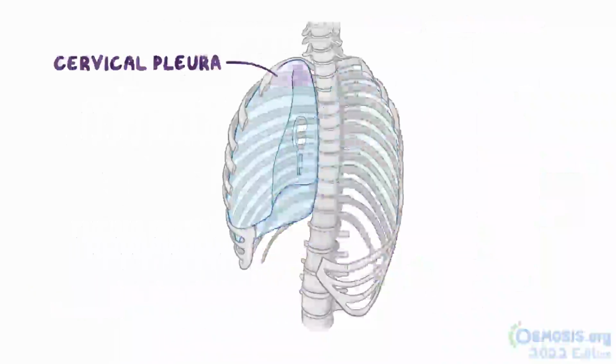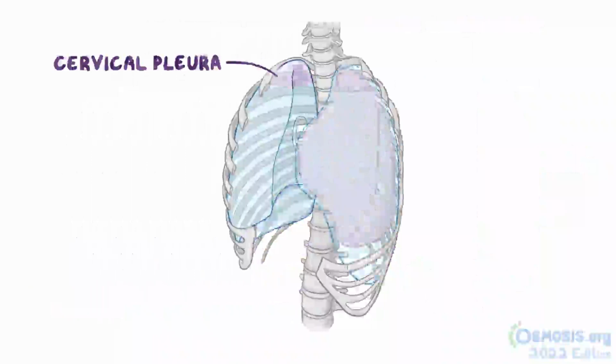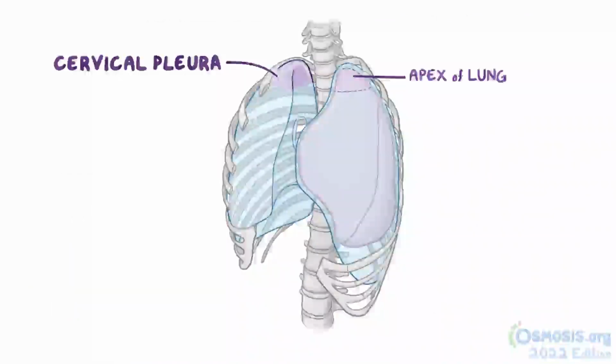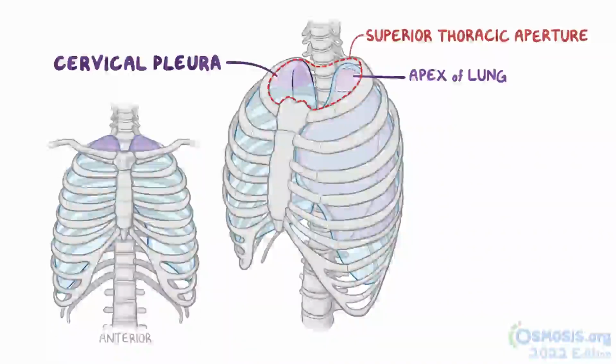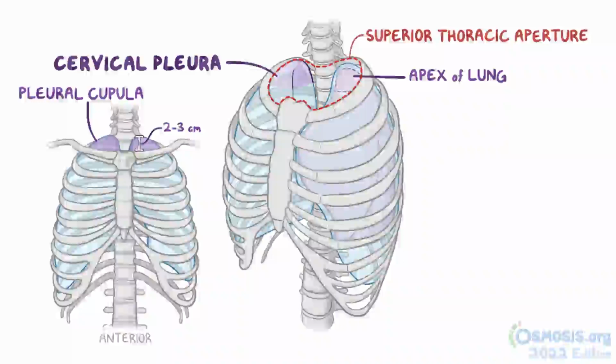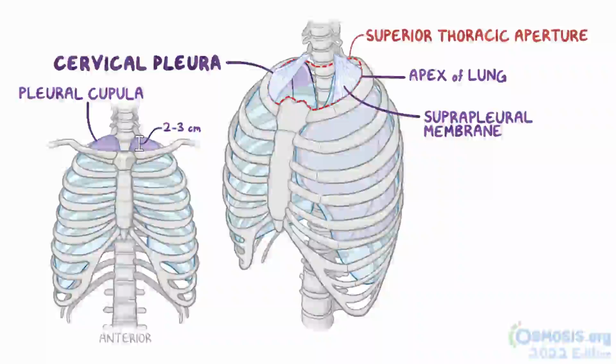Finally, the cervical pleura is basically a continuation of the costal and mediastinal pleura and covers the apex of the lungs, which is the part that extends through the superior thoracic aperture into the root of the neck. Over the apex, the cervical pleura forms the pleural cupula, which domes over the apex that reaches its crest at about 2 to 3 centimeters superior to the clavicle at the level of the neck's first rib. The cervical pleura is made stronger by a fibrous extension of the endothoracic fascia, called the suprapleural membrane. This membrane attaches to the internal border of the first rib and the transverse process of C7 vertebra.